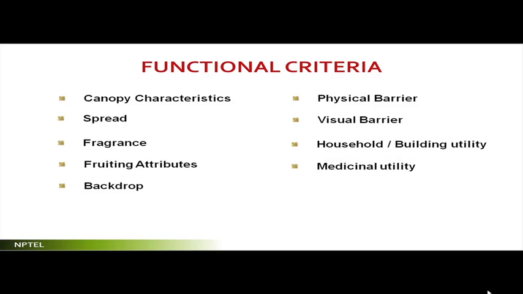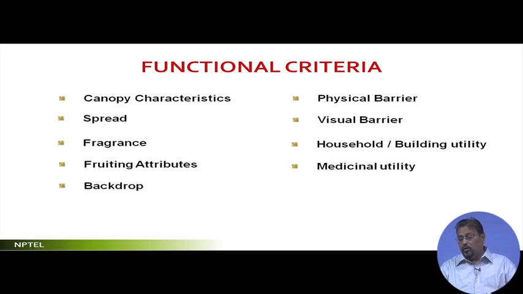Okay, then medicinal utility. There are many plants which have very strong medicinal utility. Now, an example, let me tell you. There's a tree called Terminalia arjuna, locally called the Arjuna tree. Botanical name is Terminalia arjuna. The Arjuna tree's speciality is very peculiar.